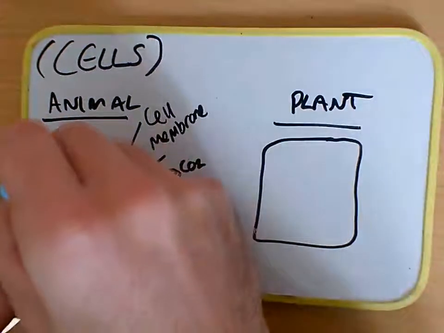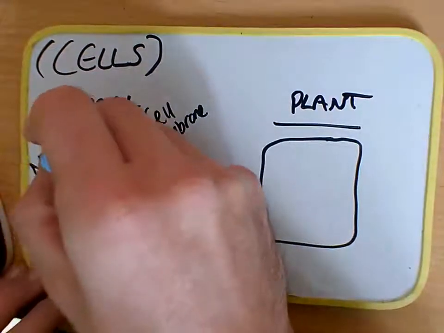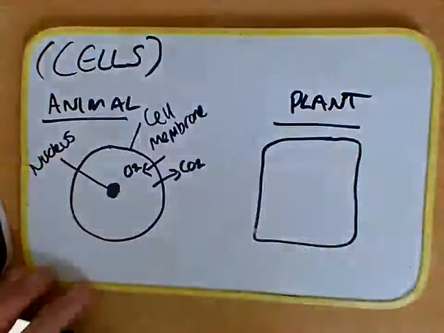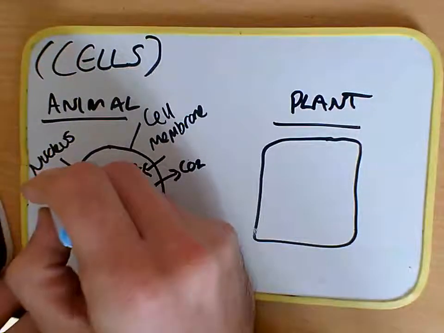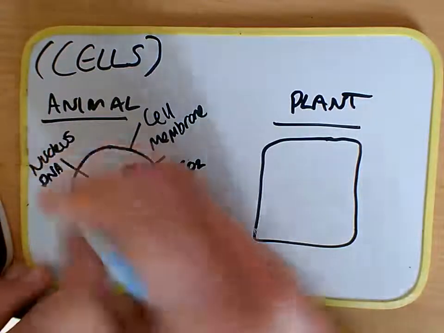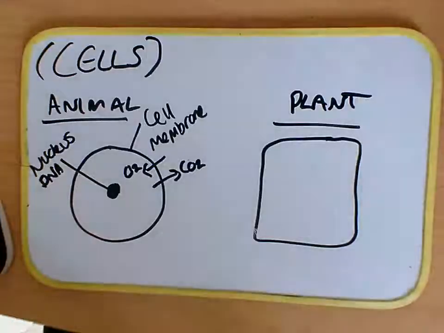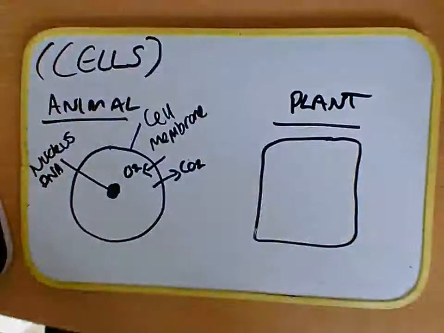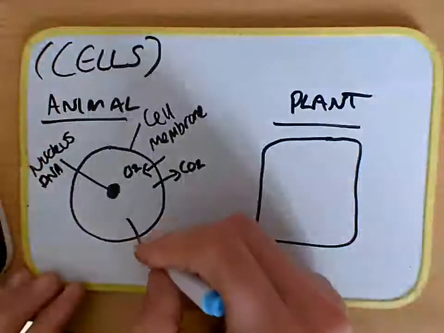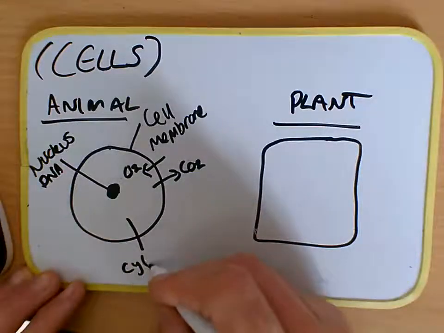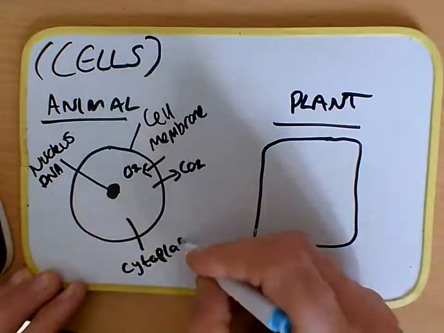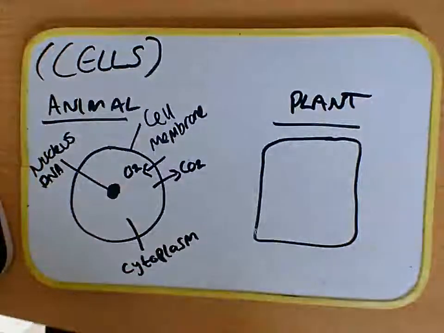We have the nucleus, and the nucleus controls the cell's activities. That's where we also have our DNA, which is the instructions for copying the cell, but also to carry out everyday activities. And then we have the cytoplasm. It's a jelly-like substance where all the chemical reactions occur.